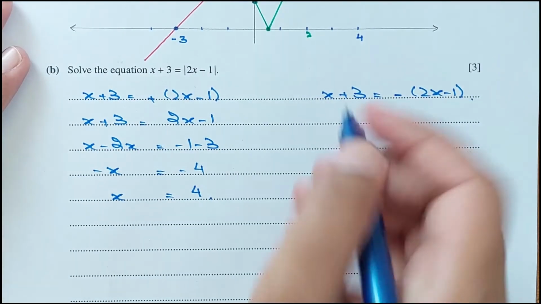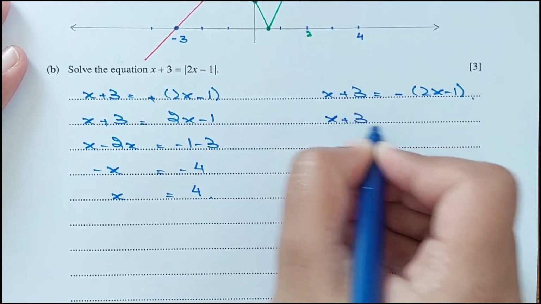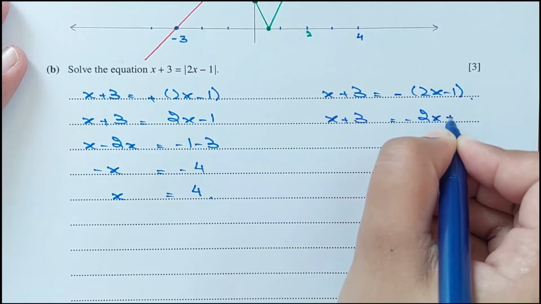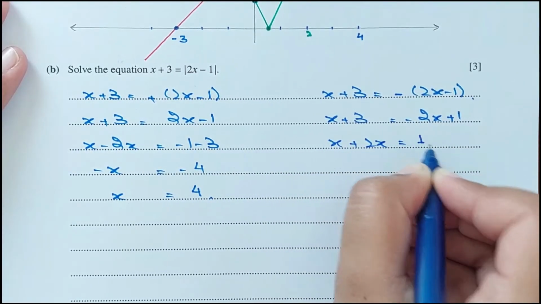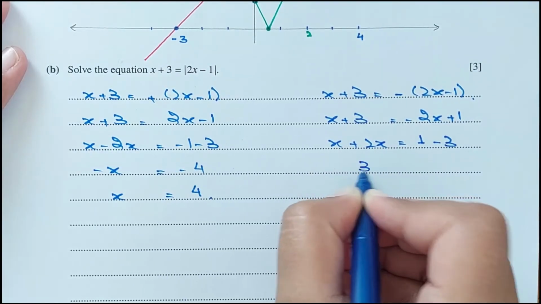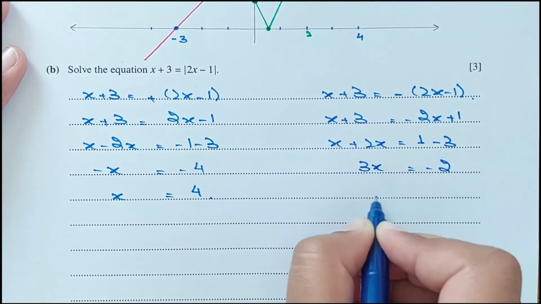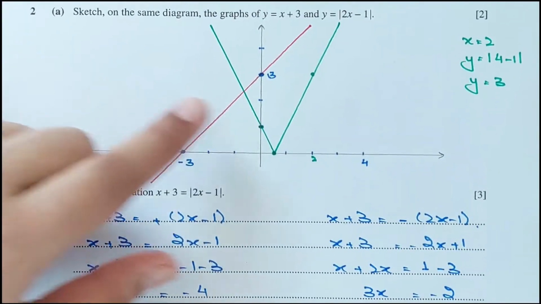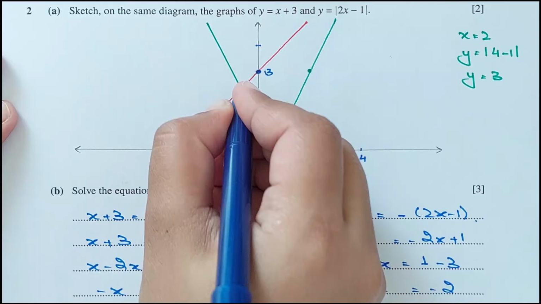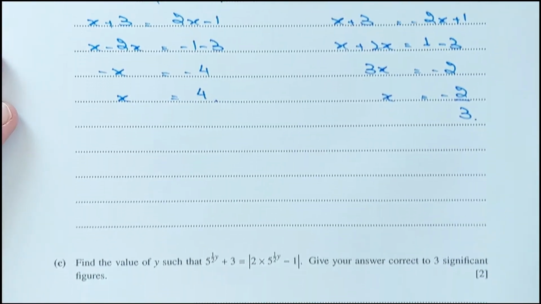Okay, the second intersecting point is x plus 3 is equal to minus 2x plus 1, x plus 2x, this would be 1 minus 3, this is 3x equals to minus 2, and x is equal to minus 2 by 3. So this is x equals minus 2 by 3. So there are 2 points of intersection, right?